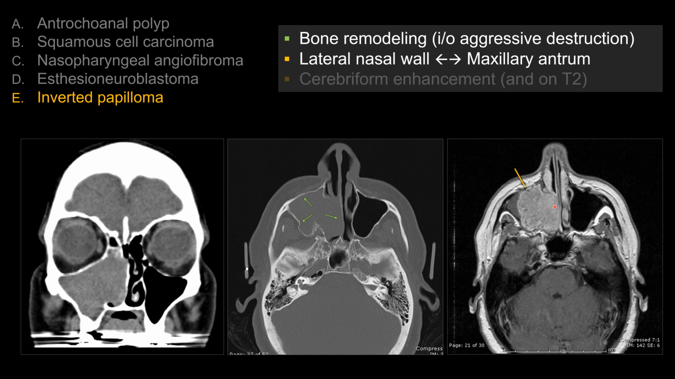However, after contrast on MRI, you can see there's an enhancement pattern that's pretty characteristic for this lesion, the so-called cerebriform enhancement. So this alternating hyperintensity, hypointensity, and hyperintensity line. And some thought that this looked like cerebral gyri. Yes, it takes a lot of imagination to think so, but cerebriform enhancement is a buzzword for inverted papilloma on board exam. And you can also see this cerebriform pattern on T2 weighted sequence. So the best choice here is E, inverted papilloma.